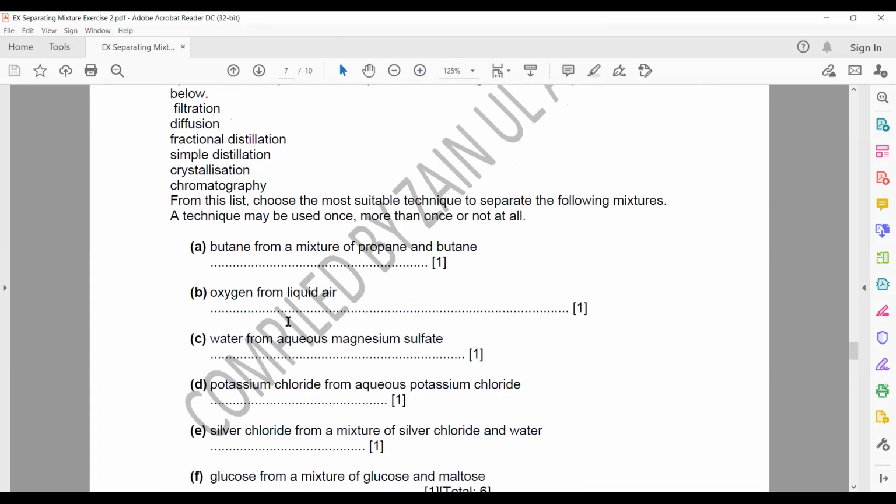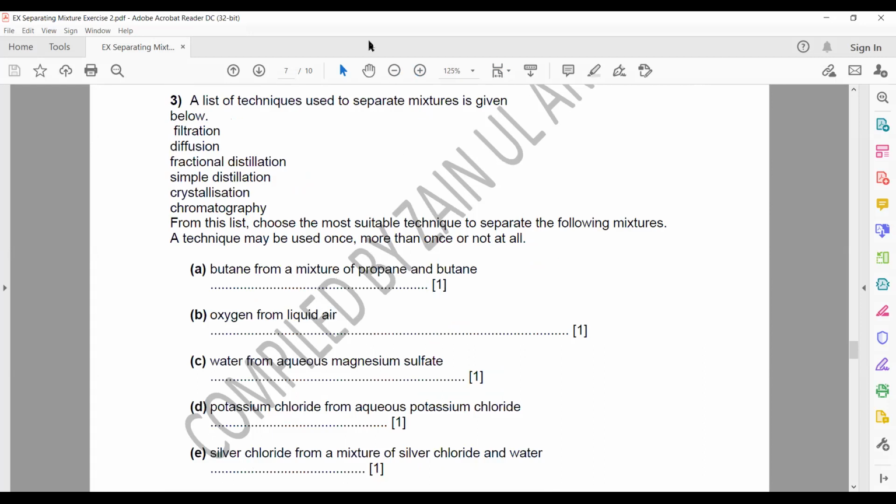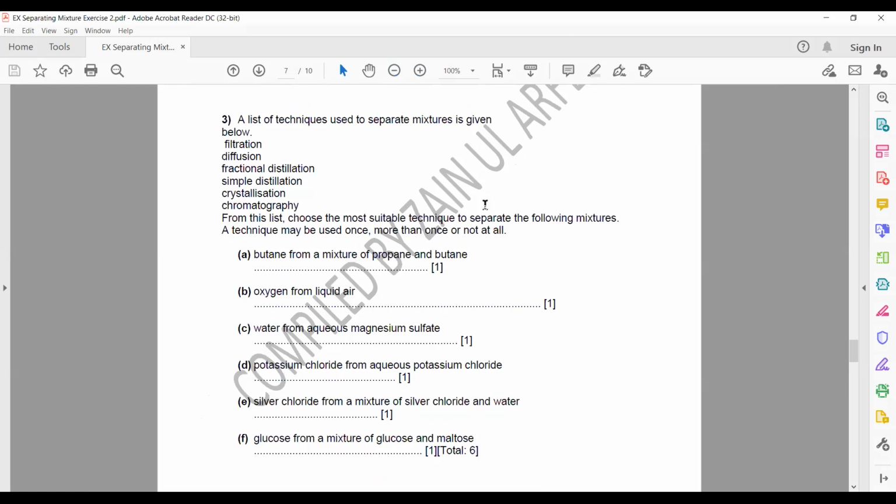So if you want to separate butane from a mixture of propane and butane, they are the same type of substances, the name is similar, miscible substances. That's why they have similar names. So which technique is suitable? Propane and butane from a mixture of propane and butane. These are two miscible. So we can use fractional distillation. That's right.